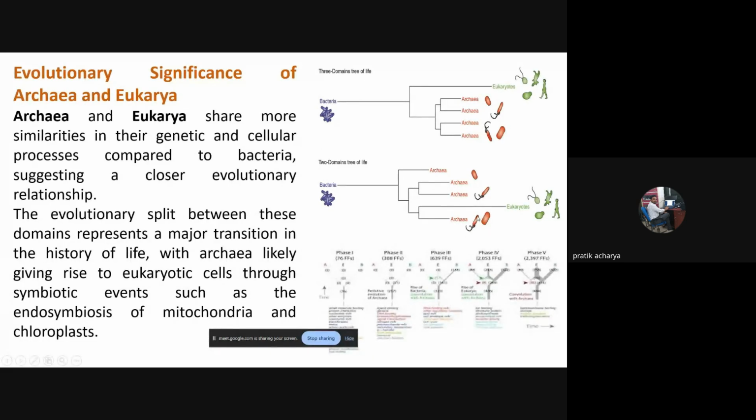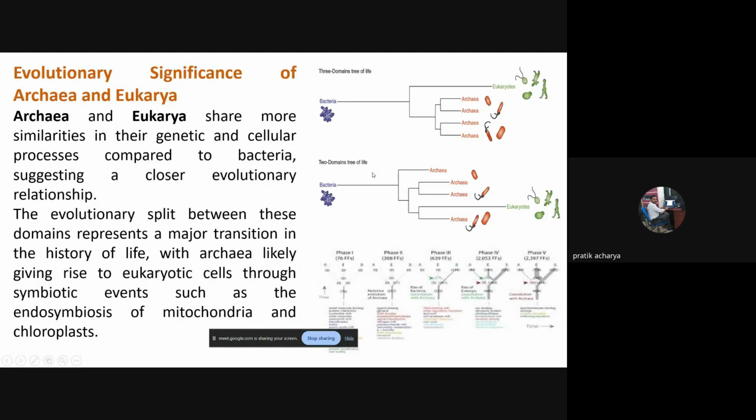Just look at this picture on the right side. The bacteria position is here, but the positions of eukaryotes and archaea are nearer to each other. It shows that when archaea give rise to other organisms, they first turn to this eukaryotic group, eukarya.